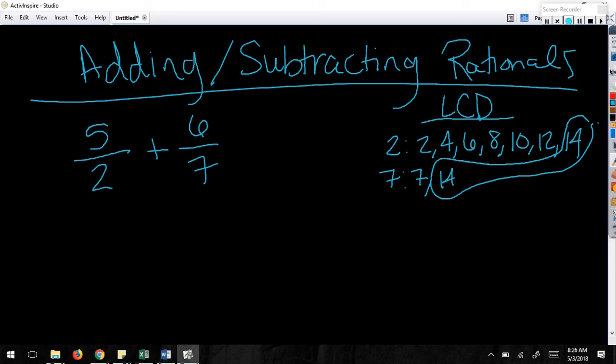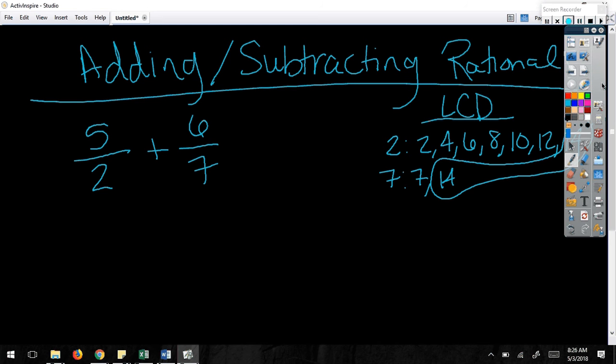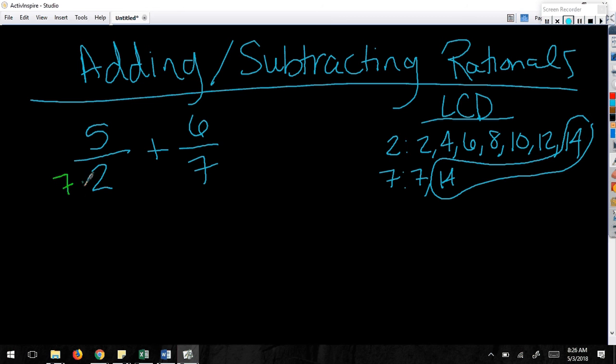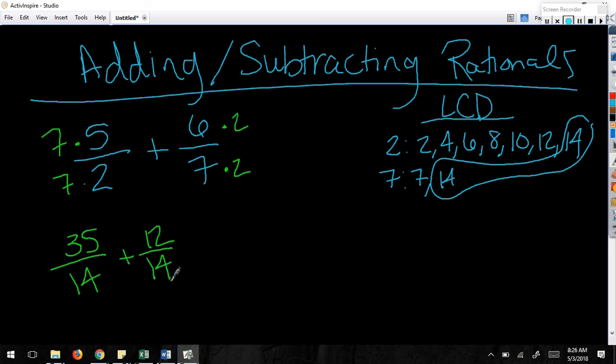So the first fraction would need a what? 7. Needs a 7, so I'm going to times by 7. This one would need a 2, times 2. So the first fraction becomes 35 over 14, and the second becomes 12 over 14. And now because the denominators are the same, I can add the numerators together, right? Right. Yes.